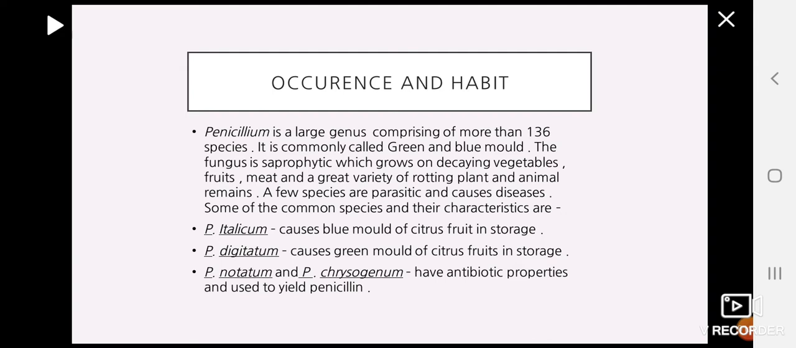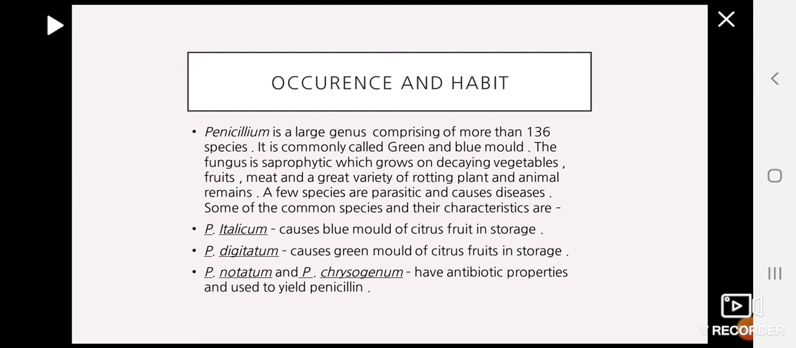Some of the common species are Penicillium italicum, Penicillium digitatum, Penicillium notatum, Penicillium chrysogenum. Now Penicillium italicum causes blue mold of citrus fruits in storage. Penicillium digitatum causes green mold of citrus fruits in storage. Penicillium notatum and Penicillium chrysogenum have antibiotic properties, so they are used to produce penicillin.